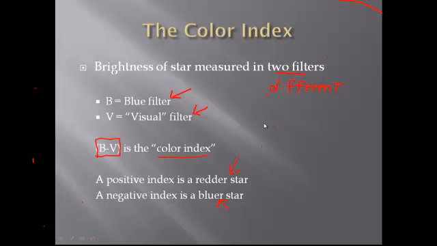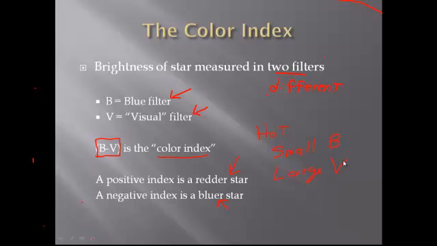So if we look at an example, a very hot star is going to have a small B because it has lots of blue light, and it will have a large V because it has less visual light by comparison. So if we have a small number minus a large number, we're going to get a negative index, and that tells us that it's a bluer star or a hotter star.